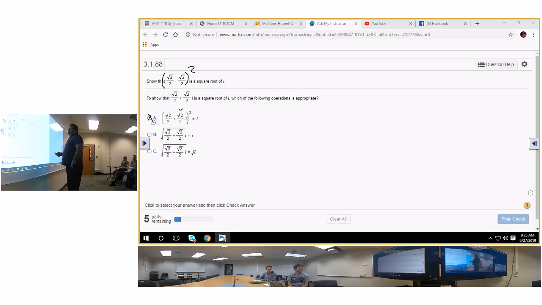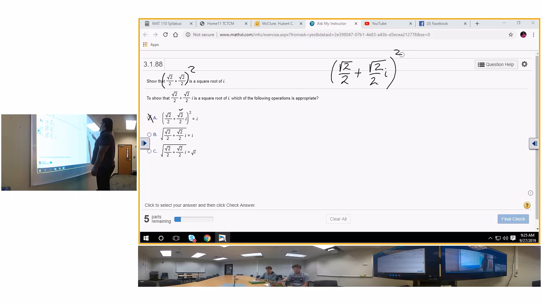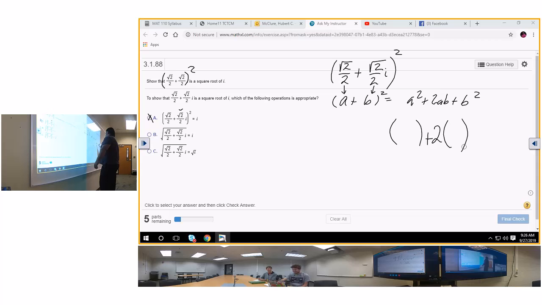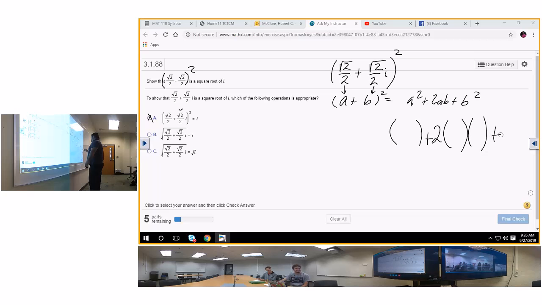The radicals. So I got square root of 2 over 2 plus the square root of 2 over 2i, quantity squared. That's A plus B, quantity squared, is equal to A squared plus 2AB plus B squared. So this is A and this is B. Now just plug in what? Plug and chug. Use the parentheses, because it makes life a whole lot easier.